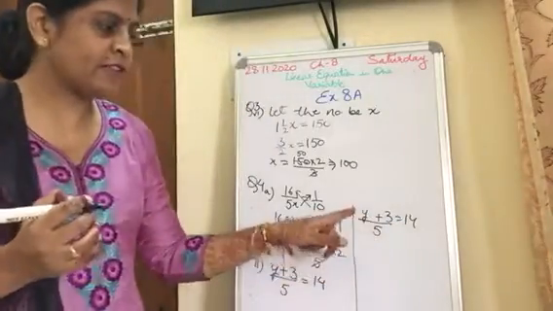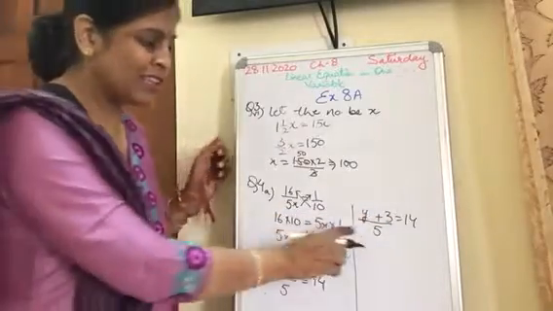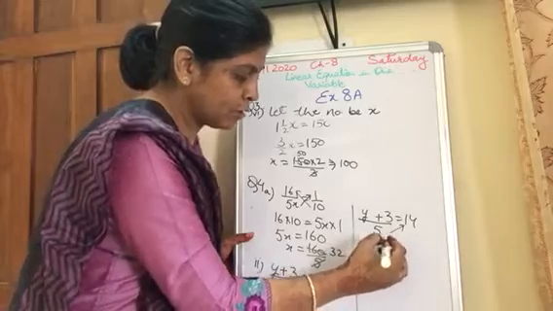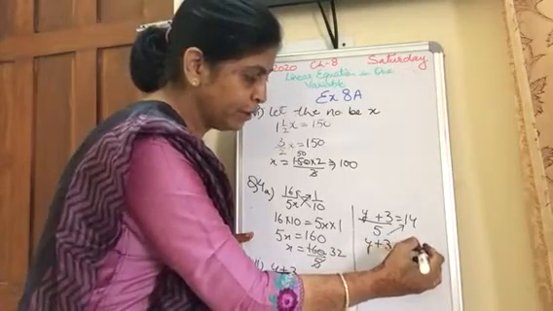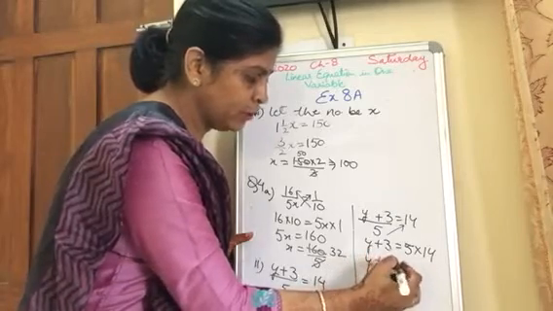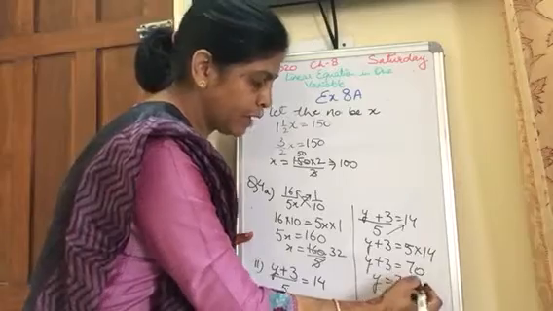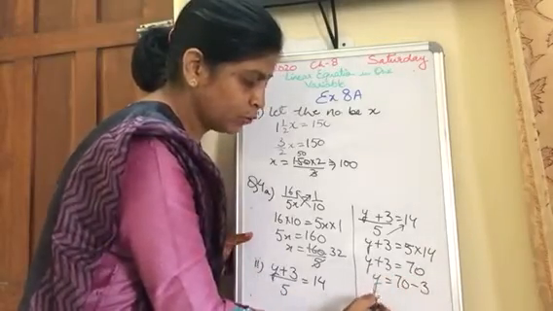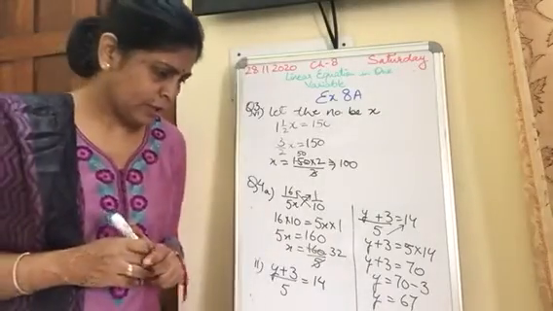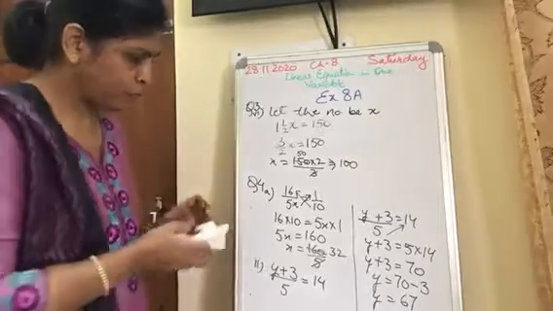So 5 is the denominator of the entire expression. So in this case 5 will be sent to that side. So y plus 3 equal to 5 into 14. So y plus 3 equal to 70. Now plus 3 will become minus 3. So y equal to 67 is the answer of it. Clear? The rest you will do. Now I will do the fifth part of question 4.